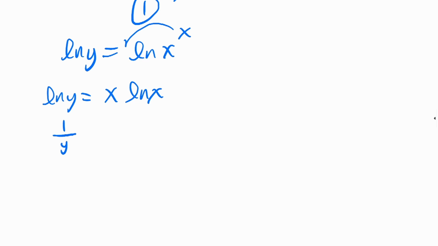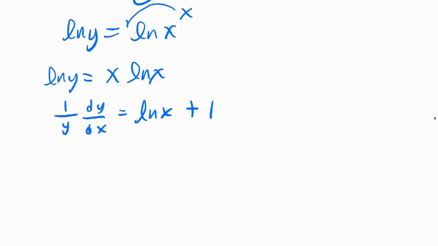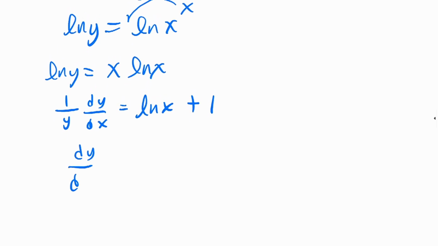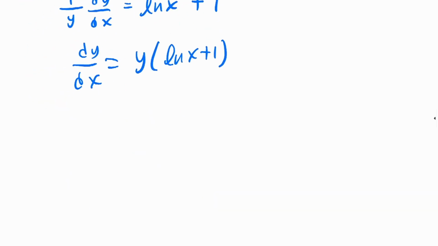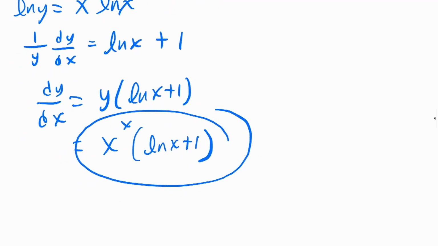So 1 over y dy dx is equal to, now I do a product rule here. Derivative of the first part is just 1, so ln of x, plus derivative of ln x is just 1 over x, but it's going to be multiplied to the x, so it's actually going to be 1 here. Now, dy dx is just equal to y times ln of x plus 1, but what was y in the beginning? y was x to the x, so this is just x to the x ln of x plus 1, and there is your derivative.